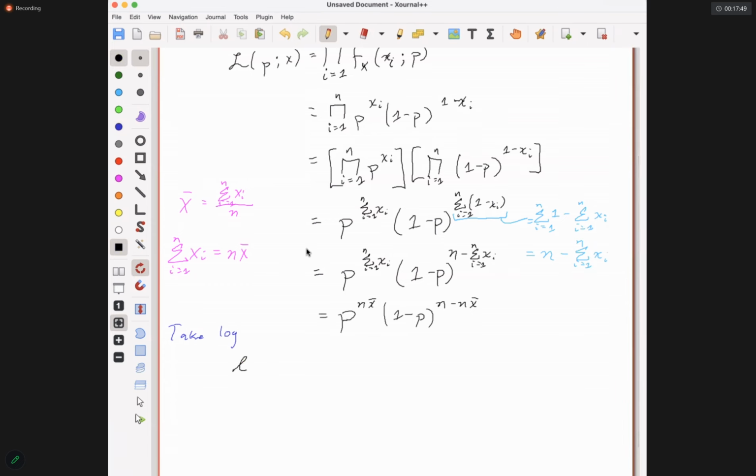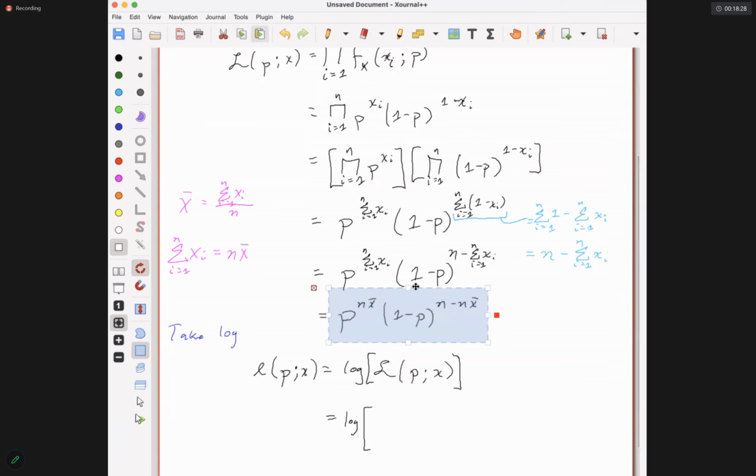And so we can define lowercase l of p given x as the log, which in statistics, if you see log, this is assumed to be the natural log unless stated otherwise. Log of this. And so then this is the log of exactly what we have up here. And how do we simplify this?